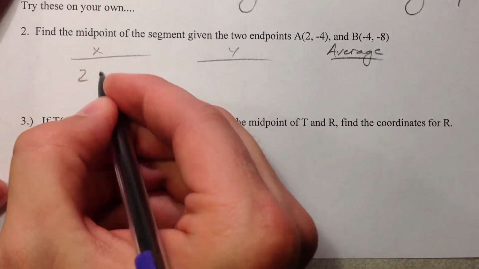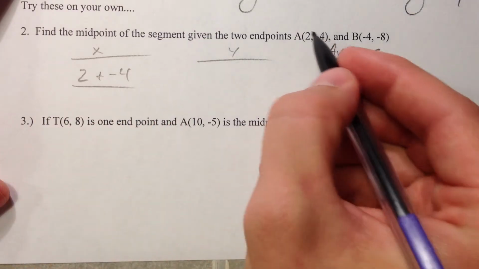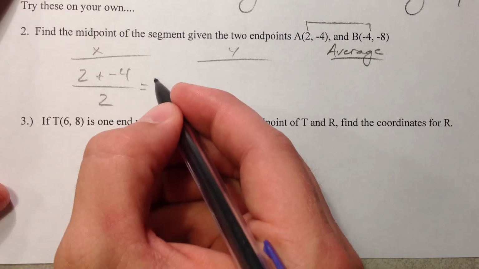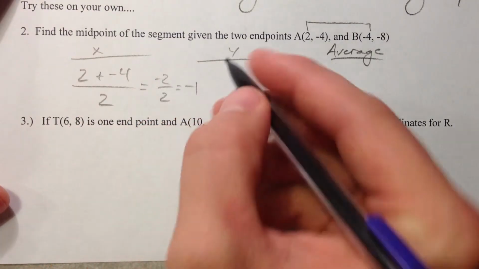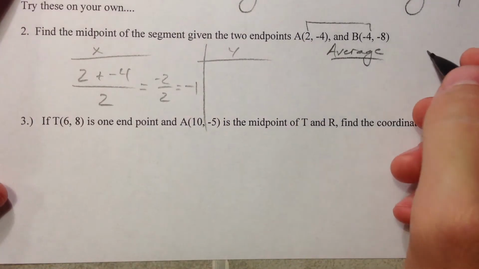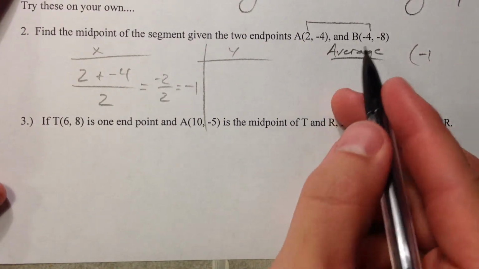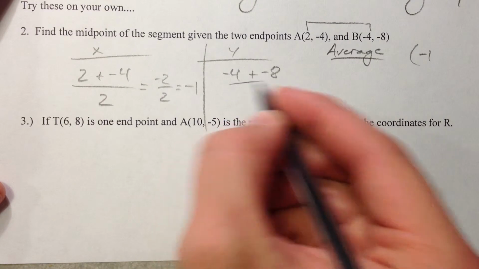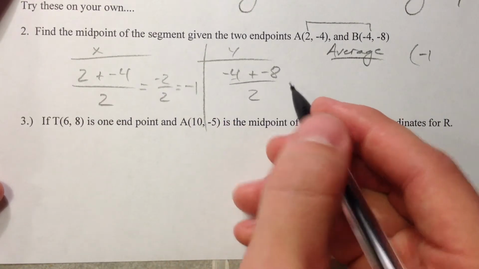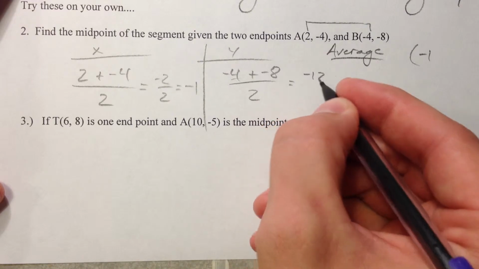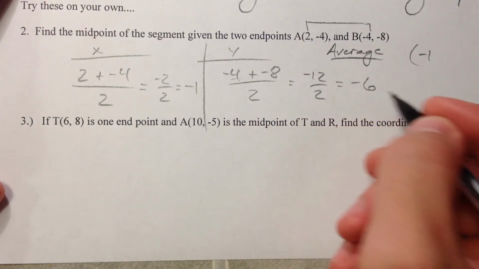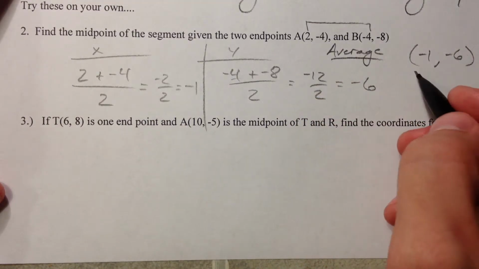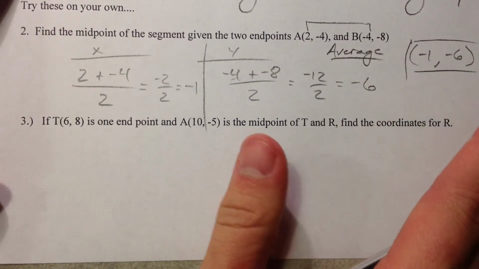So 2 plus negative 4, divided by 2. So that's negative 2 divided by 2, which is negative 1. That's our x. Makes sense? And then add our y's. Negative 4 plus negative 8 divided by 2. When you add those two together, you get negative 12 divided by 2, which is negative 6. And negative 6 is right between negative 4 and negative 8, so that makes sense as well. So negative 1, negative 6 is the midpoint. So how'd you do?